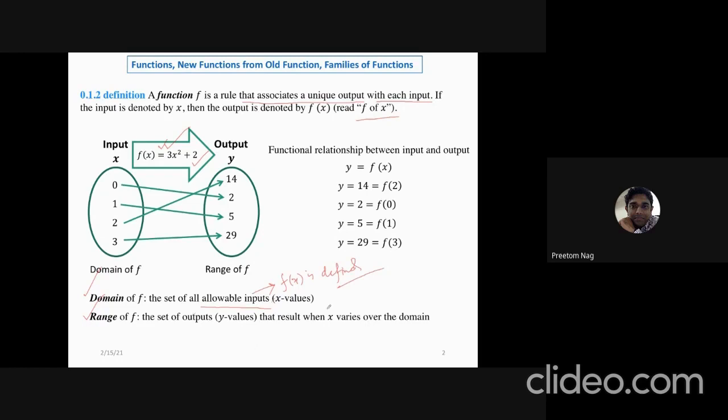Find the set of outputs that result when x varies over the domain. The set of output y values that result when x varies over the domain, okay. That means the output will be those values which are associated with the input. So this is what we call the range of f, the set of all outputs. So this is about some terminology, some definitions of function, input and output, domain and range, okay. So do you have any questions here? No, sir. So these are very familiar concepts for you, I think, right?